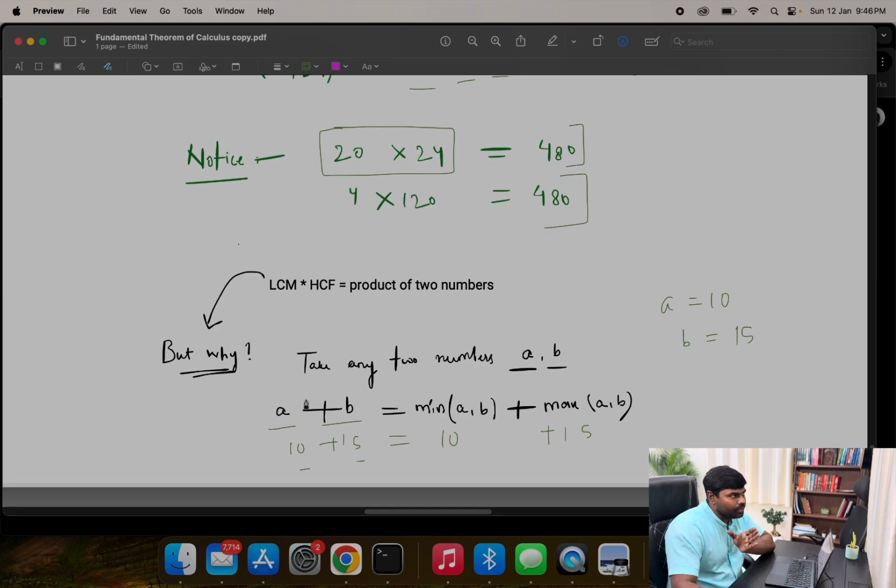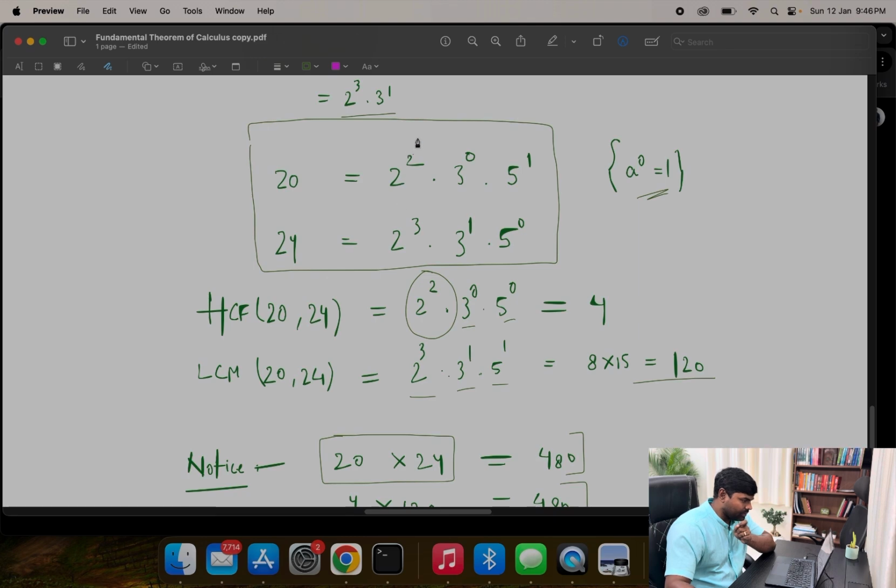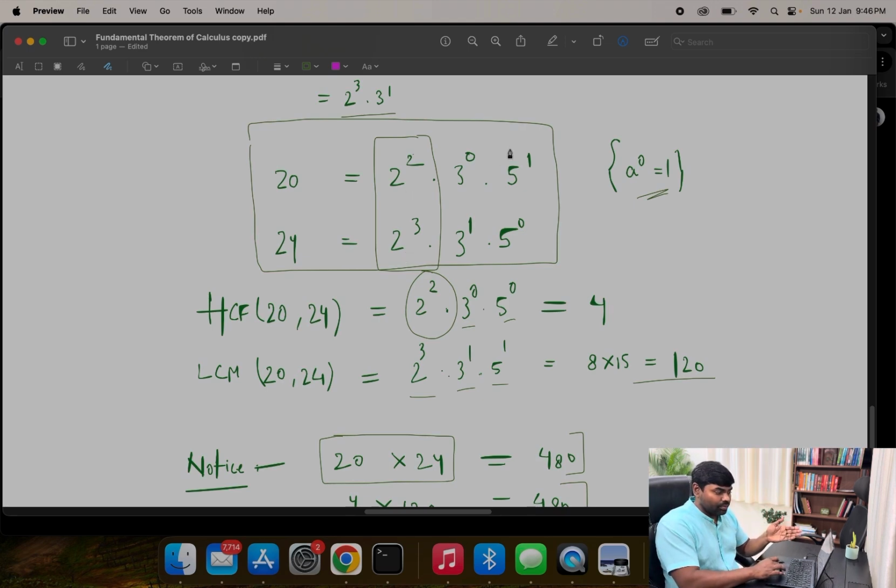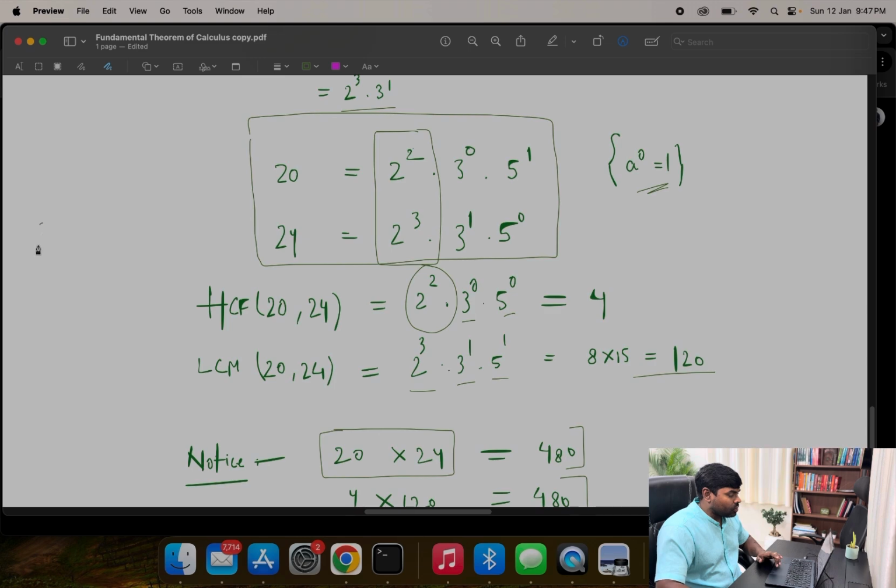Well, if you think about any particular prime number in the factorization of two numbers, let's just take the 2 in both of these. When you're directly multiplying them, what you're doing is 2 power 2 times 2 power 3, right? Obviously, you're doing the other prime number multiplication as well. But if we just talk about the 2, what you're doing is 2 power 2 times 2 power 3. Now, the law of exponents says that when you have the base common, the base remains the same and the powers get added. So you're getting 2 raised to the power 2 plus 3. We'll just leave it at this.